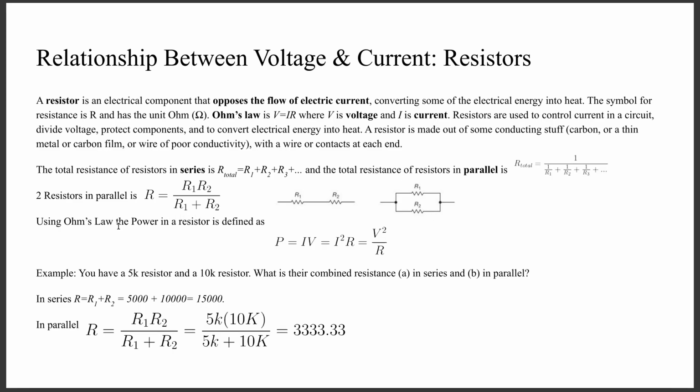Using Ohm's law, the power in a resistor is defined as P equal to IV, which is equal to I squared R, which is equal to V squared over R. Example: you have a 5K resistor and a 10K resistor. What is their combined resistance in series and parallel? In series, it would just be them added up together for 15,000. Then using the equation above, we get 3.33 kilo ohms.